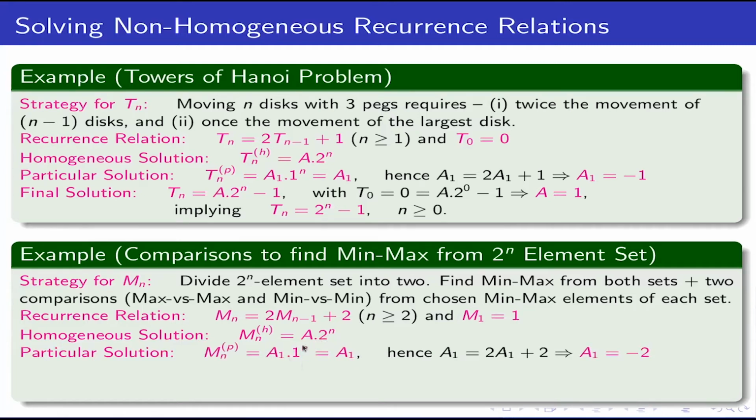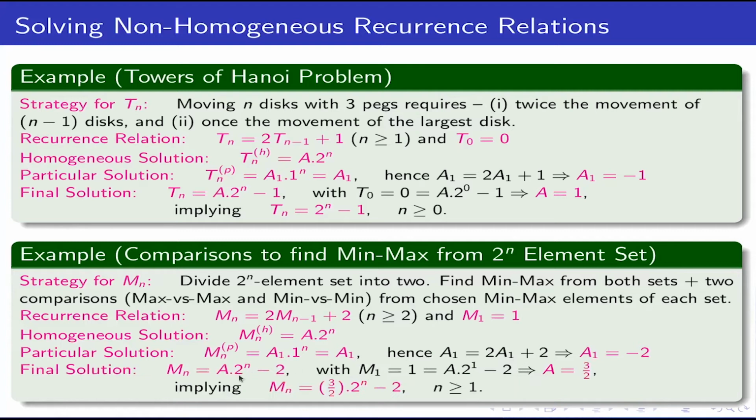So due to linear independence, I can take this, and since it is A1, it is a particular solution, and the philosophy of the particular solution is that I will put it in this equation. So A1 equal to 2A1 plus 2 gives me A1 equal to minus 2. Therefore, my final answer is A times 2 to the power n minus 2, that is the homogeneous part plus the particular part. And then finally, if we solve it for the base condition M1 equal to 1, it gives me A equal to 3 by 2, which means that Mn equal to 3 by 2 into 2 to the power n minus 2.